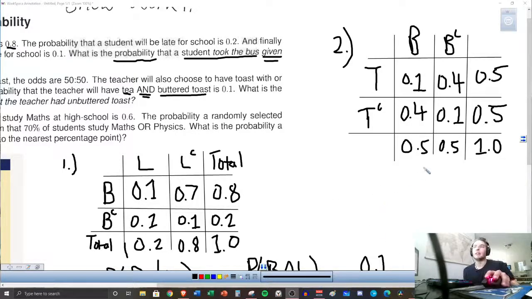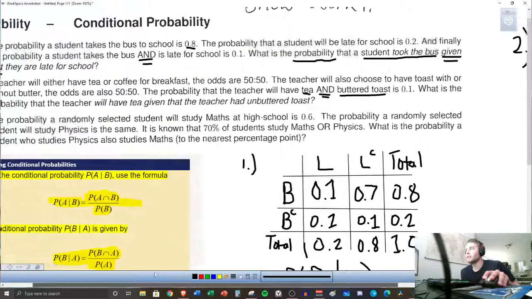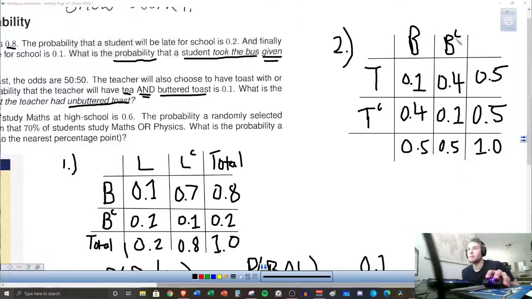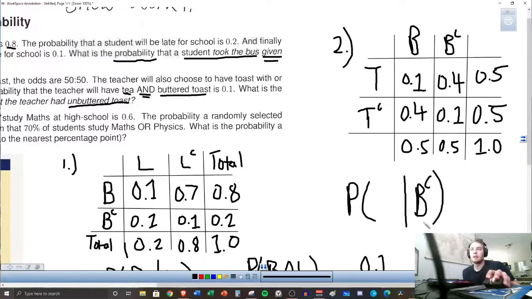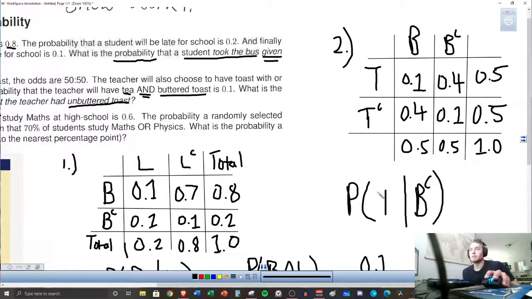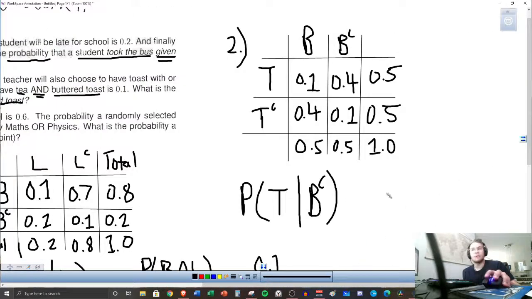All right, so we have that done. Now let's answer the question. It says probability that the teacher will have tea, so tea given that the teacher had unbuttered toast. So we know the event that already happened was unbuttered. That's the B complement. So if I'm writing this up, given that is this line, we know that the toast is not buttered. And so over here, we're trying to say what's the probability they had tea, given that they had unbuttered toast. So T goes here.